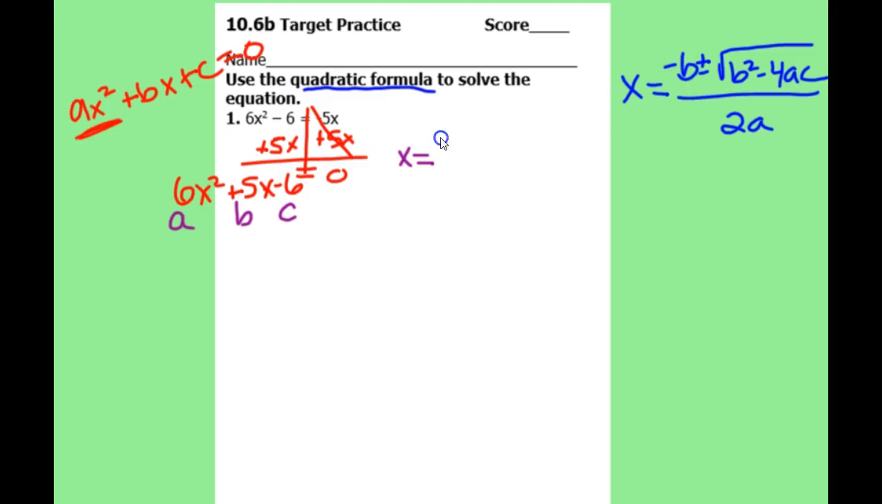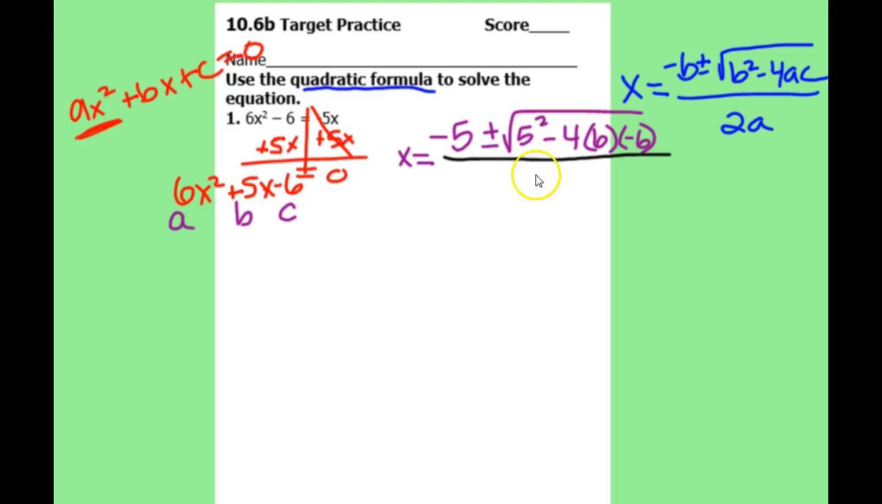We have x equals a negative b, and b is 5, plus or minus the square root of b squared, or 5 squared, minus 4 times a times c. A is 6, and c is a negative 6, all over 2 times a, and a is 6.